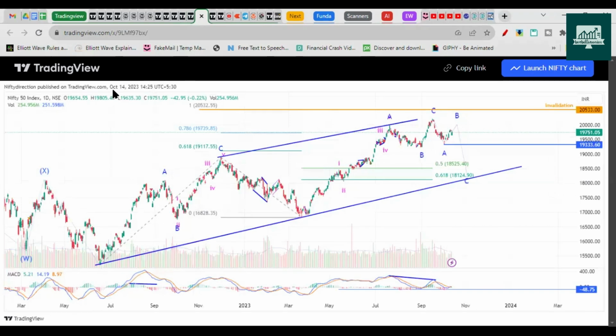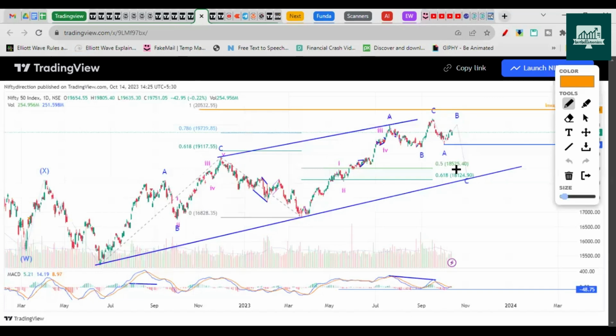So this was the chart that we discussed on 14th October. We expected a down move towards this level. It made a low of 18,000, I think 830, right? 18,830 low it made. It completed that here and then started the up move. That's fine. We just wanted it to break this high of 18,888.